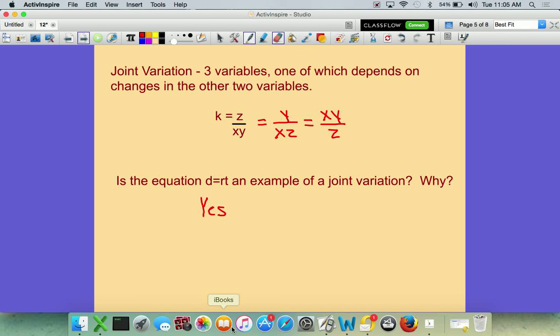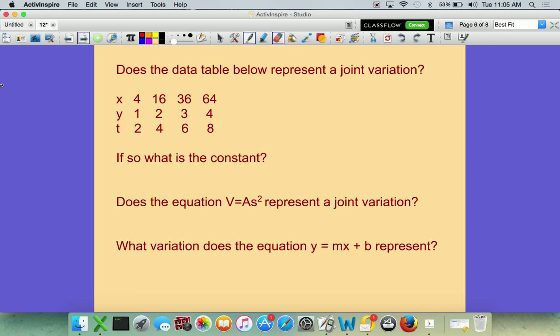Alright, if we were to look at this as rate equals distance over time, isn't how fast you're moving dependent on how far you're going over the amount of time it takes you to get there? Yeah, so this would be an example of joint variation. So your y, you would just put that into a sentence then.